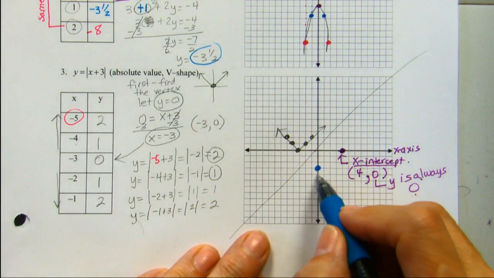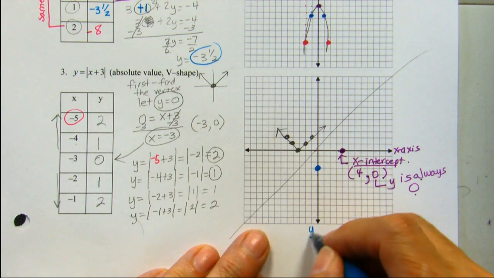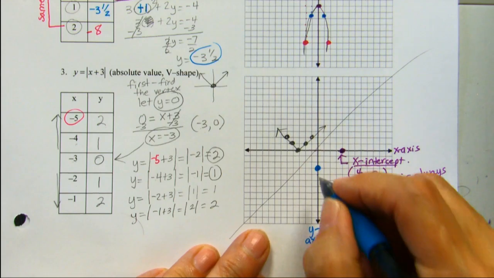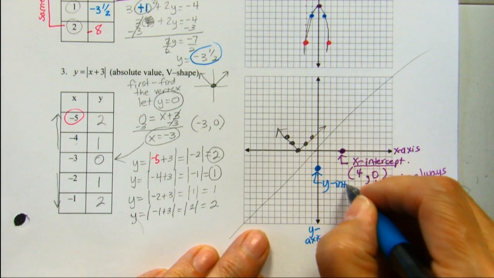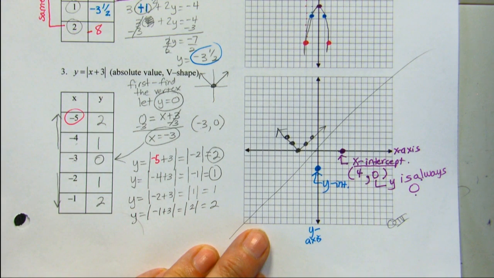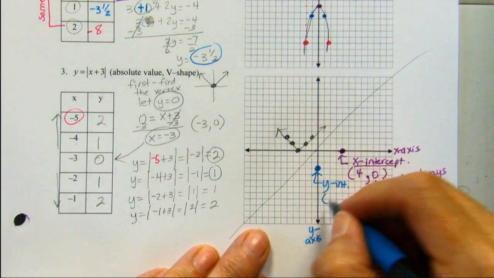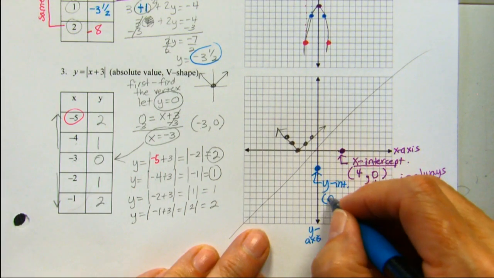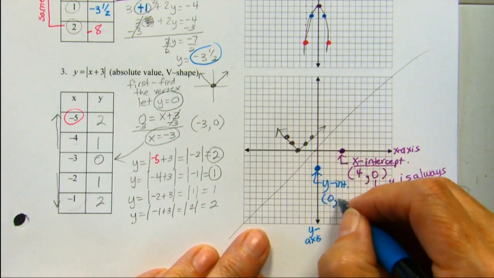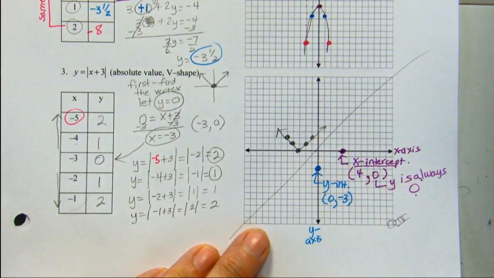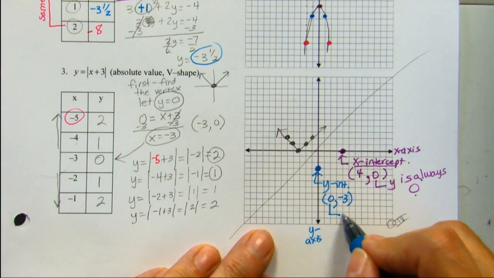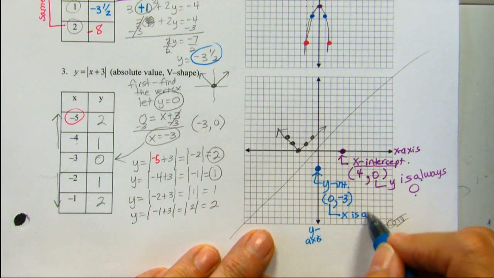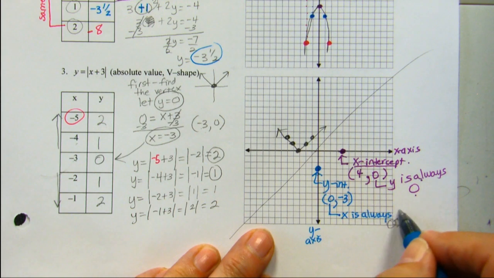Okay, on my blue dot that lands on the y-axis, this is called a y-intercept. Its coordinate is, I didn't go left and right, and I went down 3, so 0, -3. And on a y-intercept, your x is always 0.